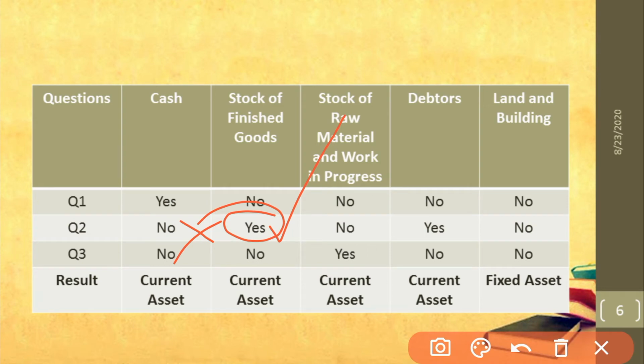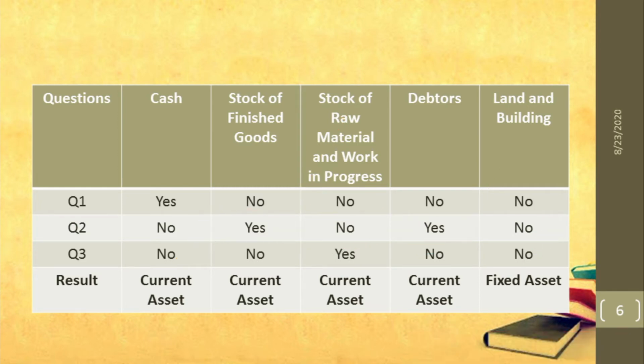Stock of raw material and work in progress, no. Why? Because the work has to be performed. It is not yet finished. It is work in progress. The product is not yet ready, so we cannot sell it, so it cannot be converted into cash. Hence it is no. Next is debtors. Yes. Why? Because I have to receive money from him. I can ask him to pay me today. So that is why it is yes. It can be converted into cash. Land and building, no.